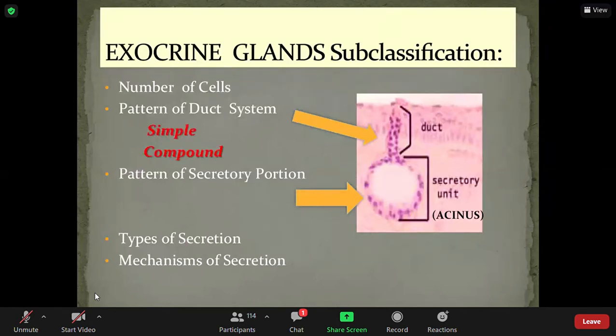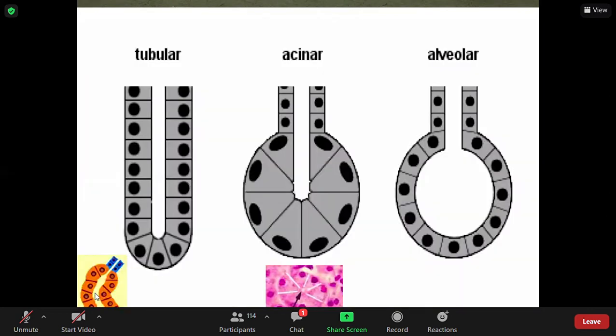Again, for classification, it can be simple or compound. And for the pattern of the secretory portion, it depends upon the shape. When you say tubular, it looks like this. Acinar looks like this, with a central lumen. This one is like a tube. Alveolar, look at that, the nuclei are at the center. This one, acinar, has nuclei at the periphery. That is the difference. The lumen of the alveolar is large, while this one has a small lumen.